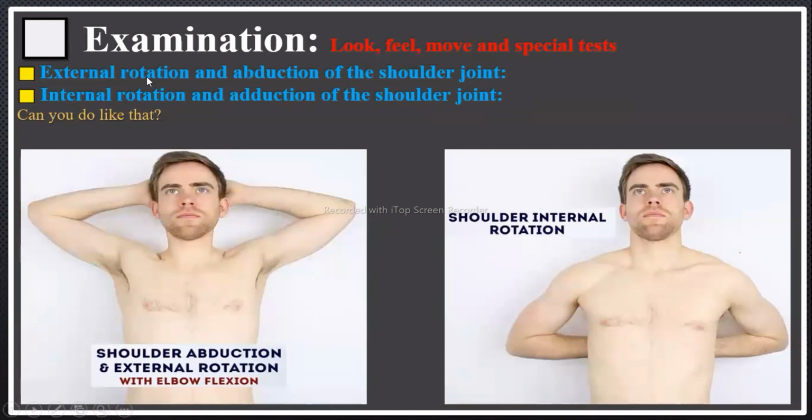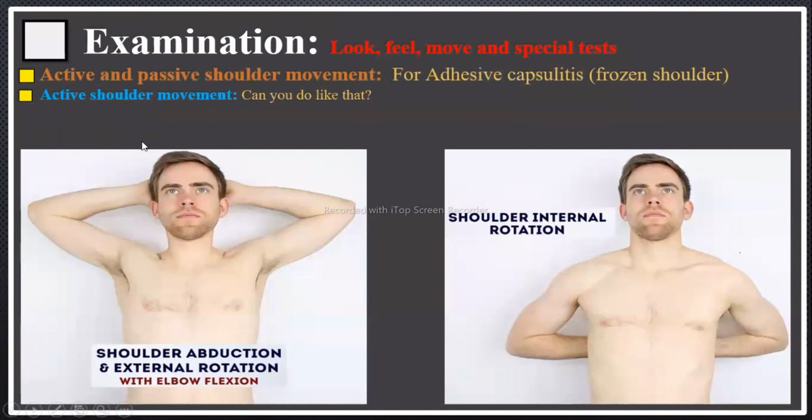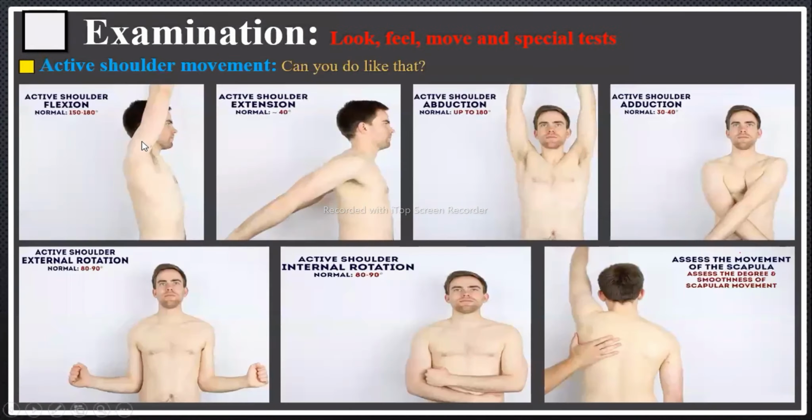So here, shoulder abduction and external rotation, and shoulder internal rotation. Can you do like that? It will be shoulder abduction and external rotation. And this one, can you do like that? It will be shoulder internal rotation. After that, you ask him to do this action. What is the action here, guys? Flexion of the shoulder. Yes, flexion. What is the action here? Shoulder extension. This action? Abduction. This action? External rotation.